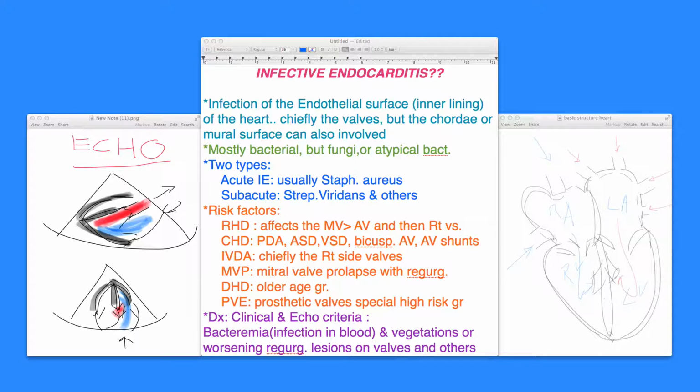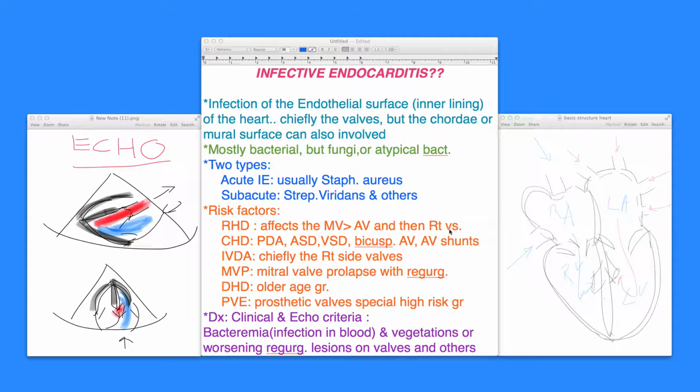So what have we learned so far? Infective endocarditis is an infection, mostly of the bacterial type, involving the valves, the mural surface right here, or the chordae where these parachute-like structures attach themselves to these valve leaflets. There are two common types of infective endocarditis. One is acute and the other is subacute.